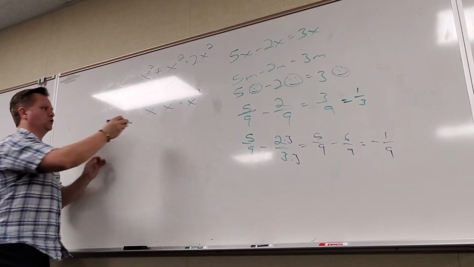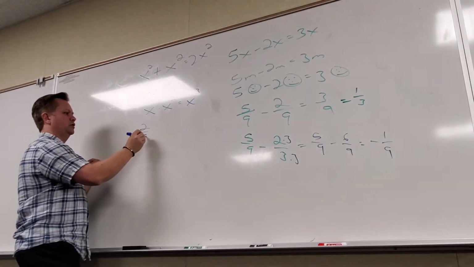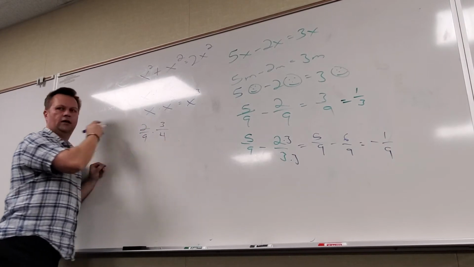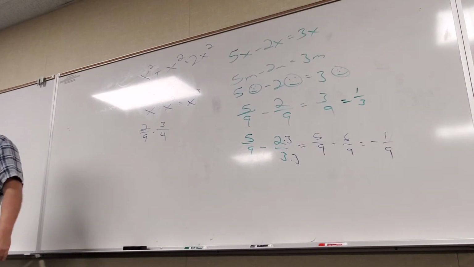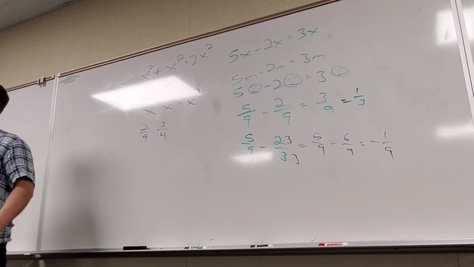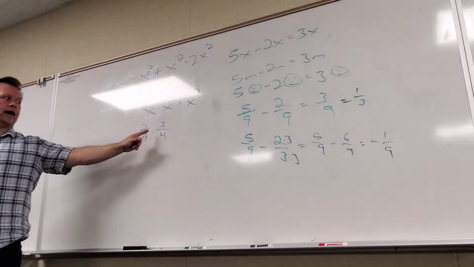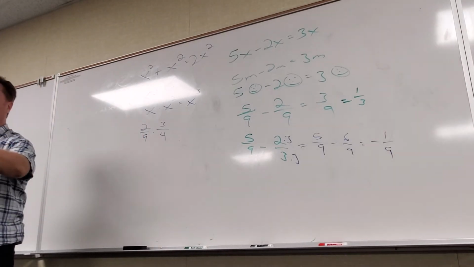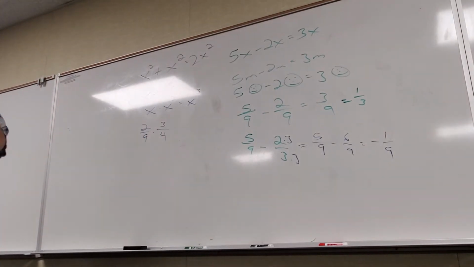So how do I multiply 2 fractions? If I had 2 ninths times 3, what, Jeff? Fourths, yeah. Do I need to make an LCD? No. Why not? Because I'm not adding or subtracting. I don't have that restriction on me. When do you need exactly like terms? When you're adding or subtracting. When I'm multiplying or dividing, I don't need exactly like terms.